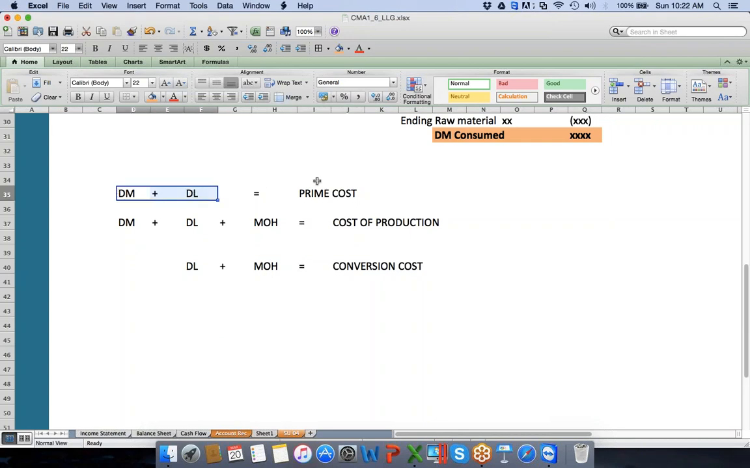Direct material plus direct labor gives us prime cost. DM plus DL plus MOH will give you cost of production, or manufacturing cost, or factory cost. Whereas DL plus MOH gives us conversion cost. So DL is a prime cost as well as a conversion cost, but DM is not there. DM is not a part of conversion cost. DL is a part of prime cost as well as conversion cost, but not DM. Clear?